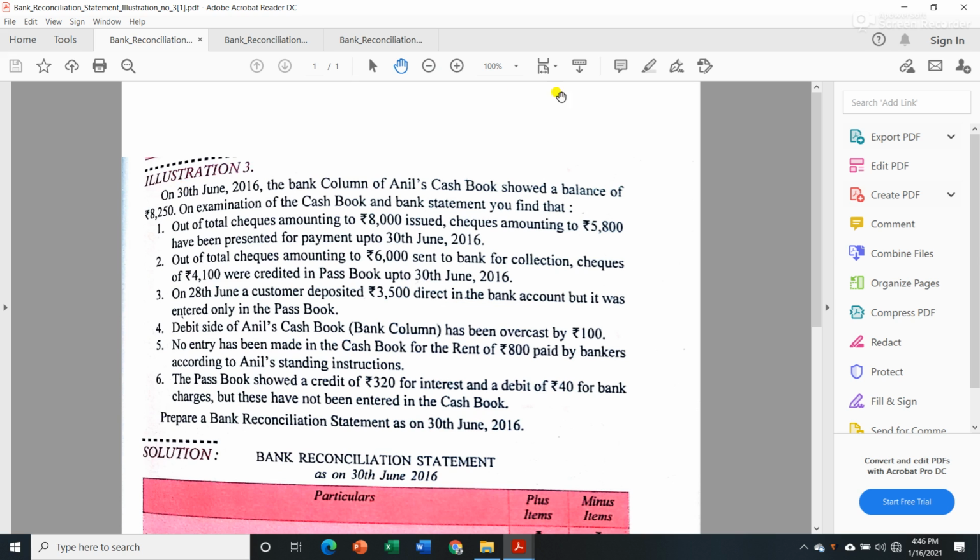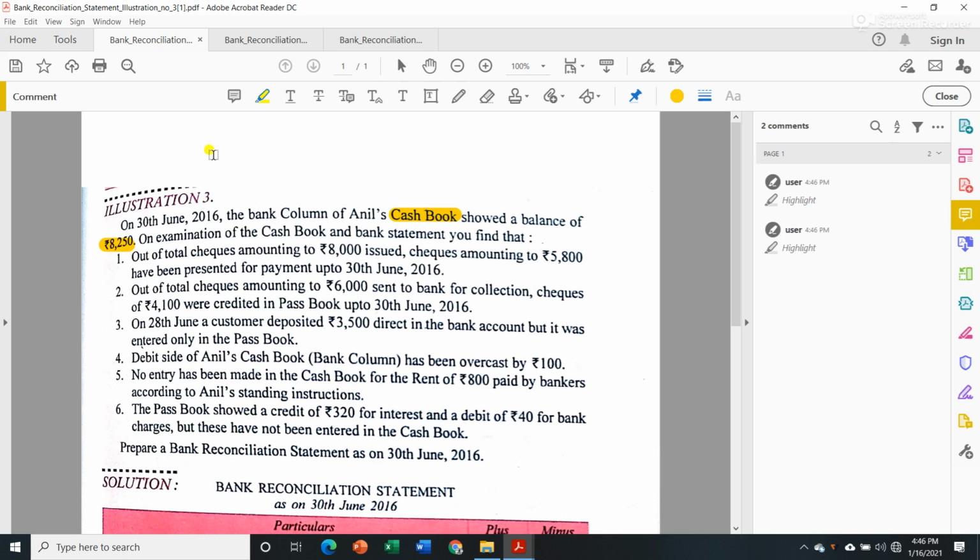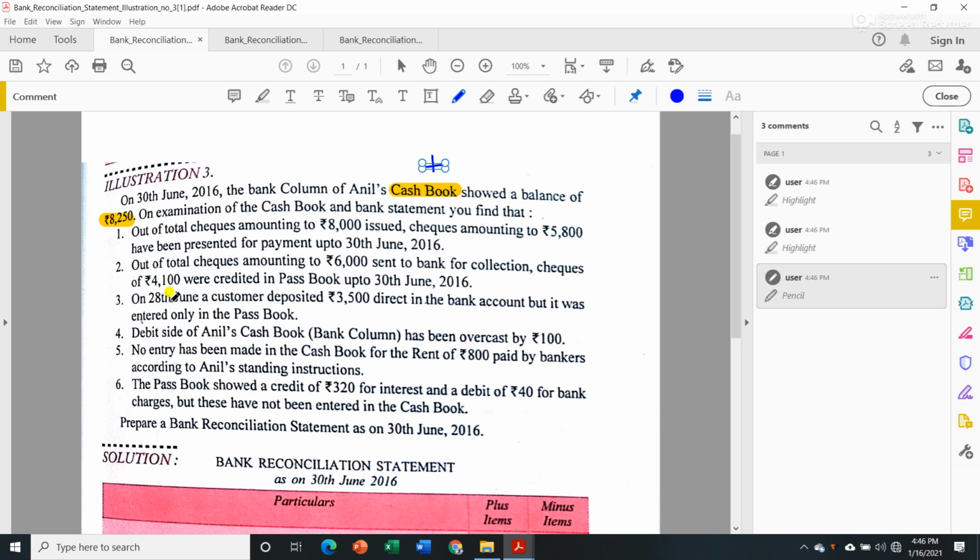On 30th June 2016, the bank column of Anil's cash book showed a balance of 8,250. They haven't mentioned whether it is a debit balance or credit balance, so we will assume that it is a debit balance of cash book. Since it is a debit balance of cash book, it will come in the plus item. Now let us see the transactions.